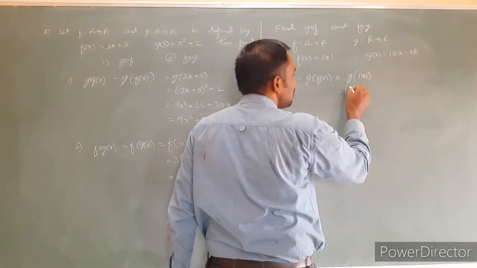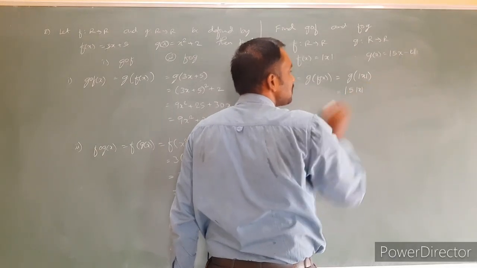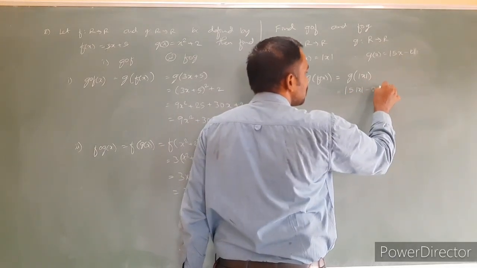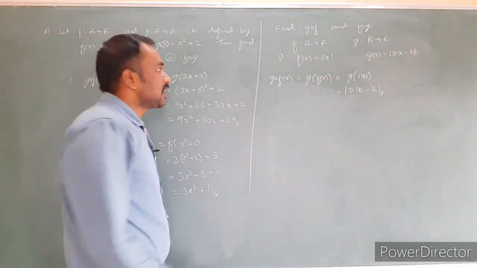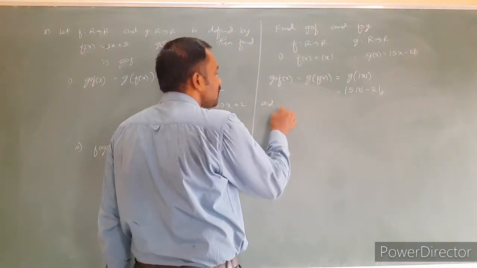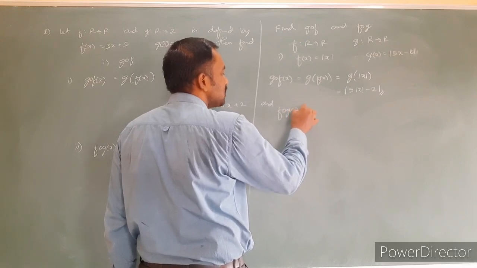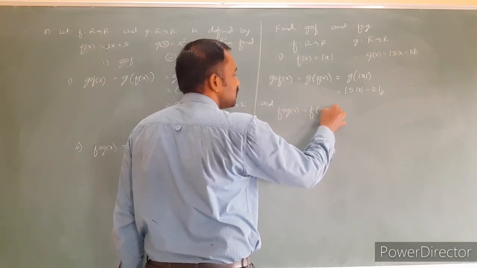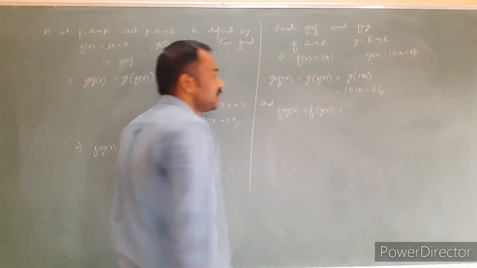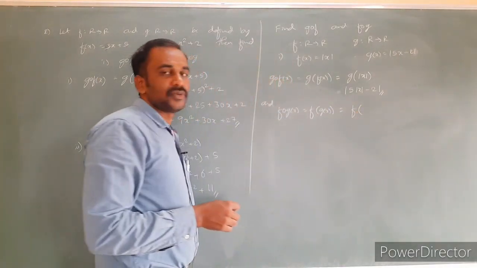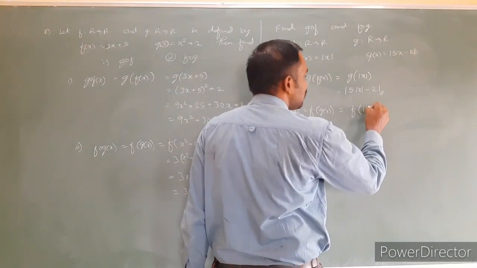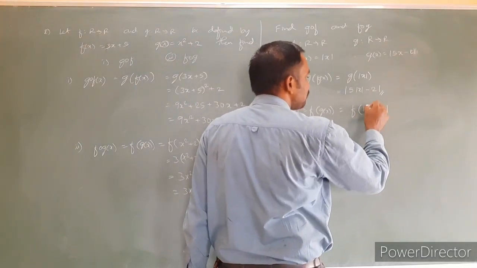Original as it is, 5 as it is, in place of X, mod X minus 2 as it is. This is the required G circle F. Similarly, F circle G of X. What is F circle G? F of G of X. F as it is. First replace the G of X. What is the G of X? Mod of 5x minus 2.